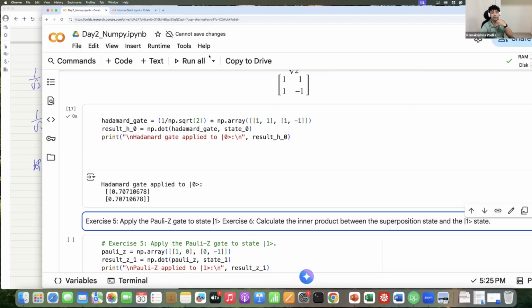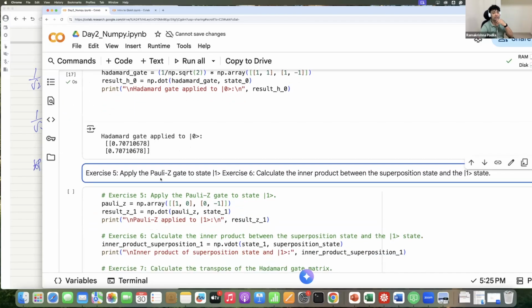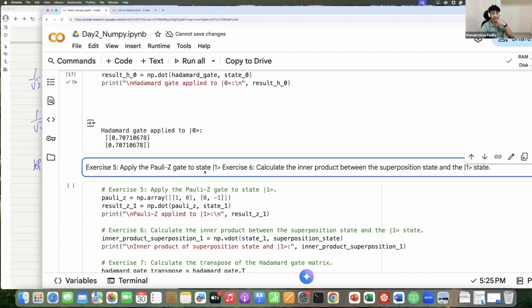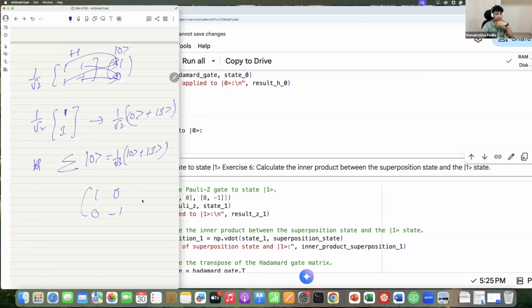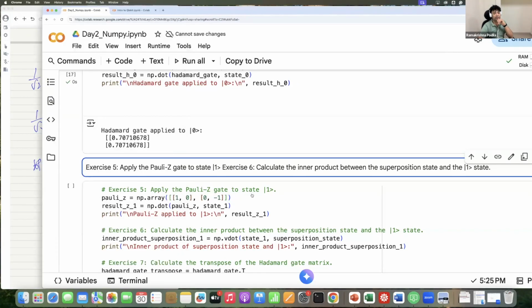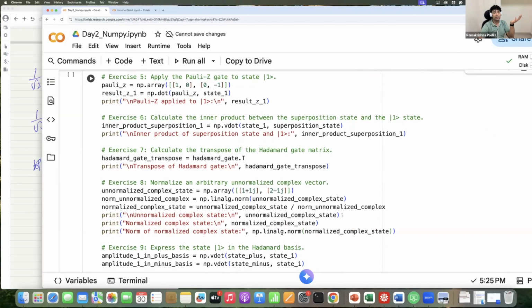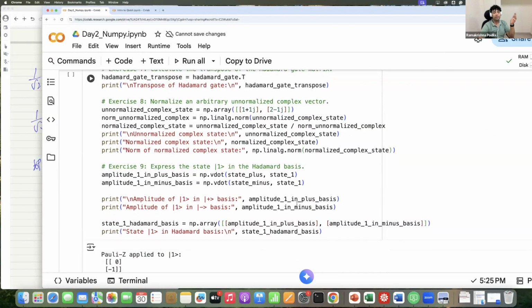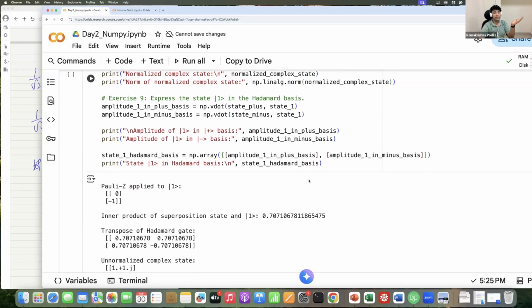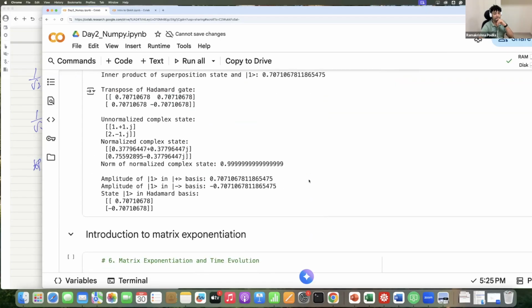No, okay. So the minus sign. The exercises are, you can apply a Pauli Z gate. Pauli Z gate is given as 1, 0, 0, minus 1. That is defined here. So that's the Pauli Z gate. And then you have to calculate the inner product of superposition with one state. So try to write the code by yourself. I have some exercises here, and then you could look at that.